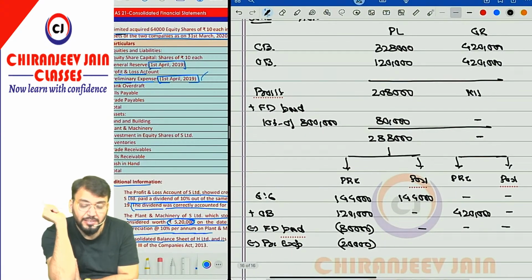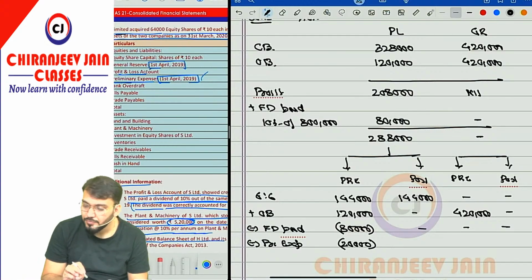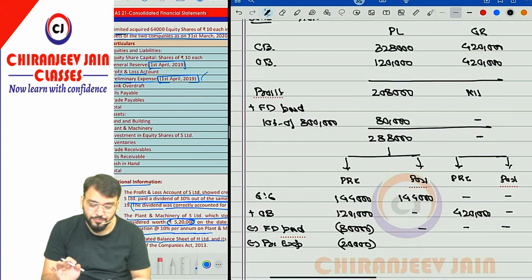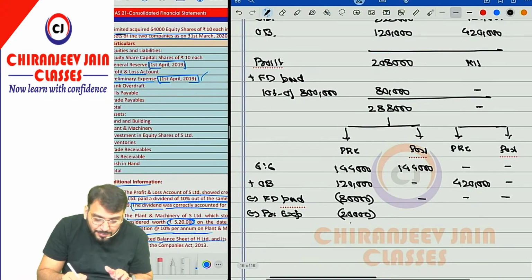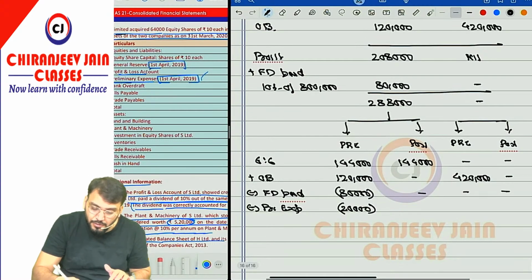Have you understood this point? Bolo. Correct. Are you able to understand what I am saying? Any doubt? No doubt about this? Yes, sir. So 20,000 has been deducted. Okay, sir.